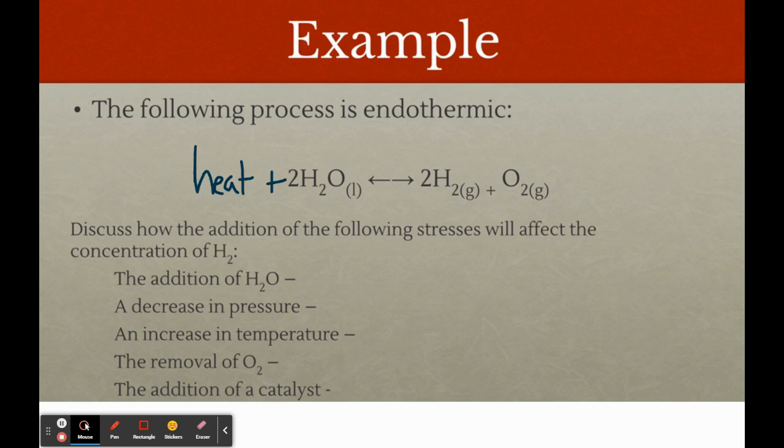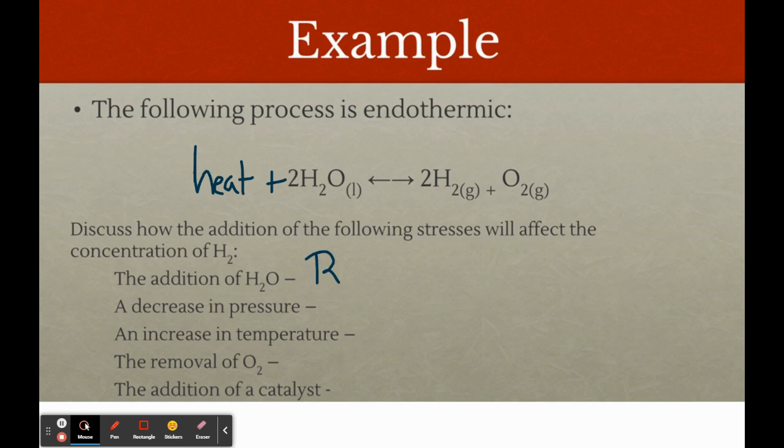So we're going to look at each of these following stresses and decide which way that the reaction is going to shift. So the addition of H2O is on the reactant side. Remember, if we add something, equilibrium will move away from where that's added. So since H2O is on the left side, adding more H2O will shift equilibrium to the right.